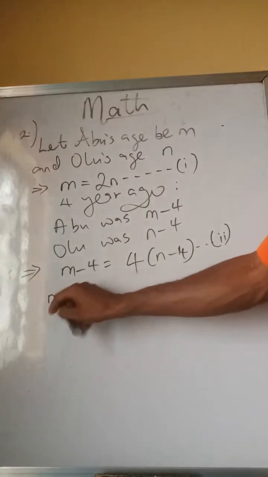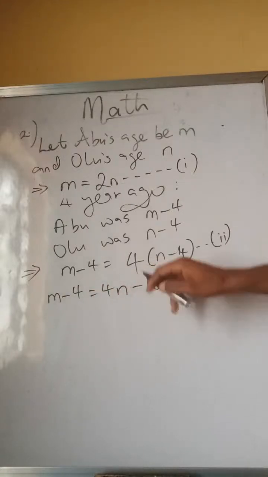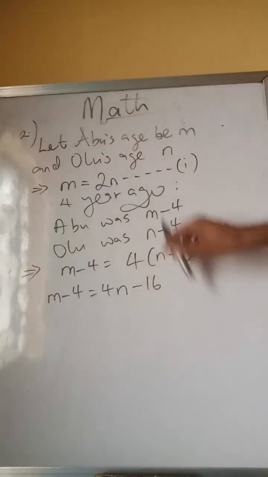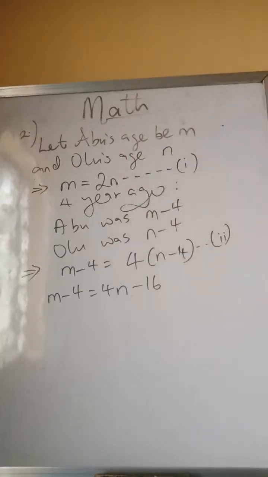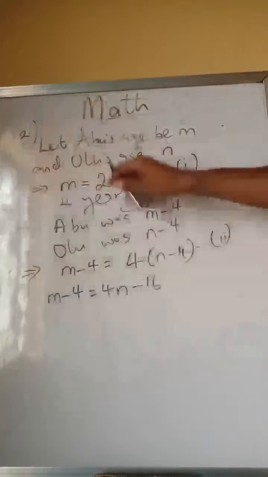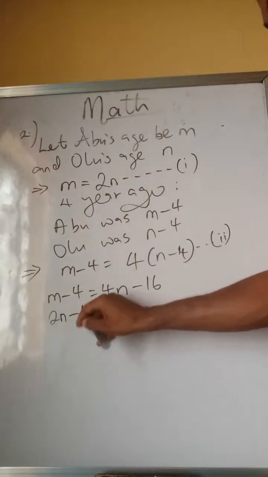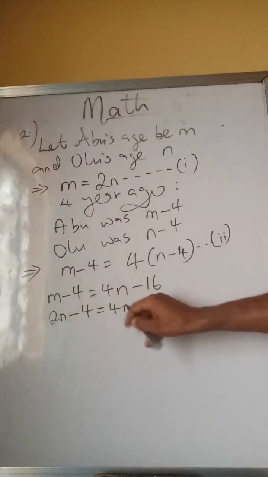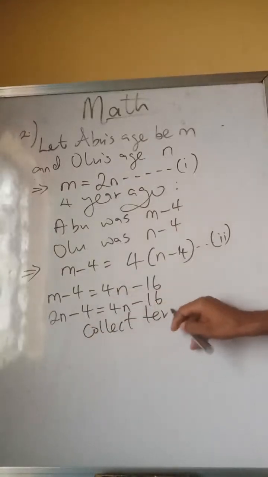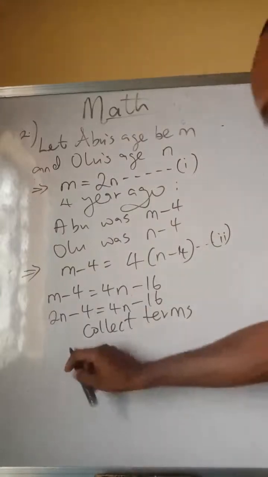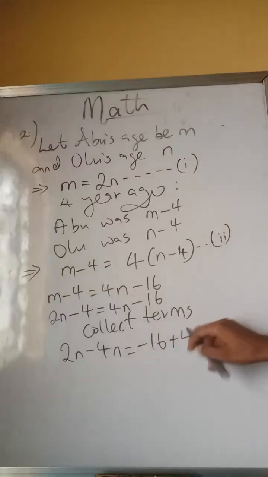And so you have m minus 4 equals 4n minus 16. That's the 4 entered into the bracket, and you have 4 times n, 4n, and 4 times 4, 16. Now, feel free to replace m with 2n. That gives us 2n minus 4 equals 4n minus 16. Collect terms at this point. And you will have 2n minus 4n equals minus 16 plus 4.